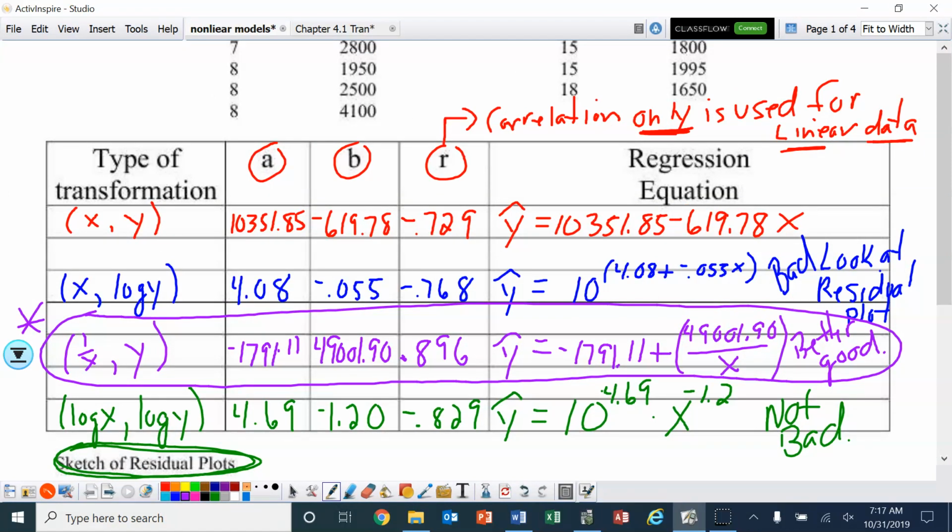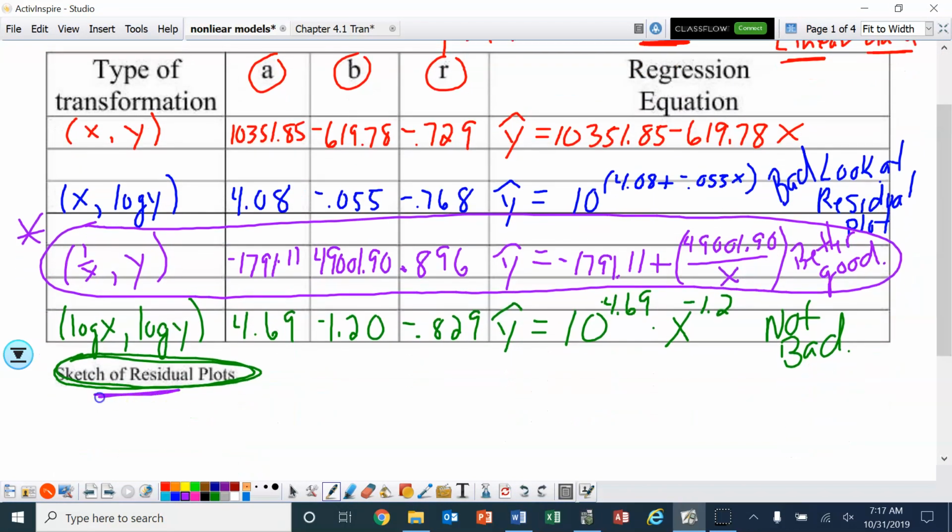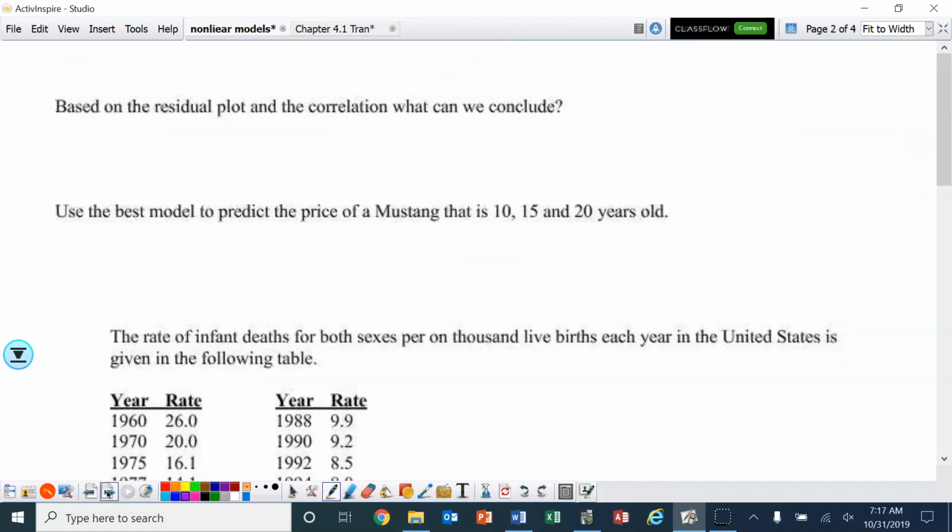All right, so again, down here, you can sketch your residual plots if you want to go back and do that. Just know how to read a residual plot. Remember, we don't want any patterns and we want it scattered throughout. All right, let's look at the next page. So based on the residual plot and the correlation, what can we conclude? Okay, we're going to conclude that the reciprocal is the best.